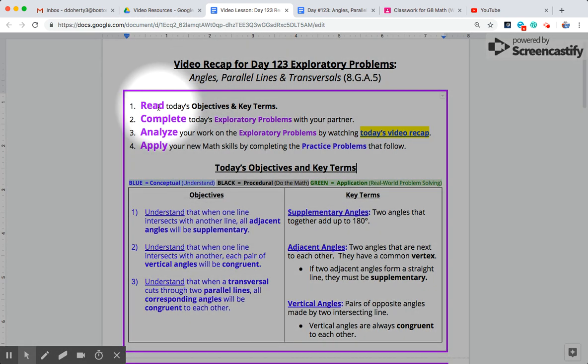By now, you already should have read through today's objectives and key terms, talked about those with your partner, made sure they made sense. And then you two both should have completed today's exploratory problems and done your best to work on these before you're analyzing your work with this video recap. After this video, you're going to take some of these tricks or these properties of angles that we understand about parallel lines, and you're going to apply those skills on some challenging practice problems that follow.